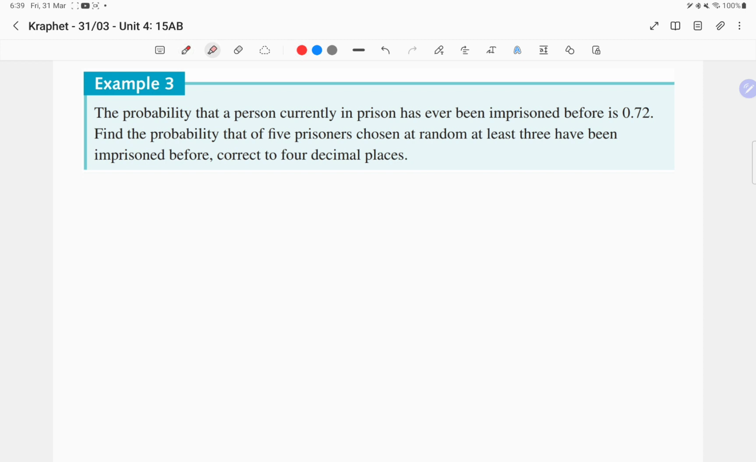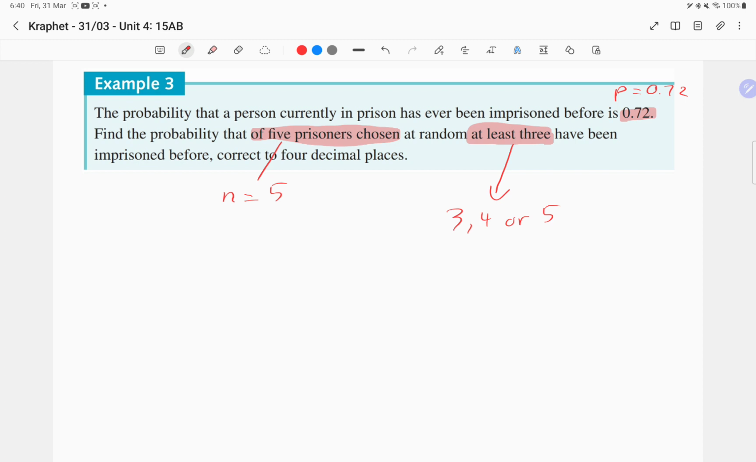In this example, the probability that a person currently in prison has ever been in prison before is 0.72. That is telling me that the small p, the probability of success, is 0.72. Now, of 5 prisoners chosen, that tells me the number of trials is 5. At least 3, this is the key word here. At least 3 have been in prison before. At least 3 means 3, 4, or 5.